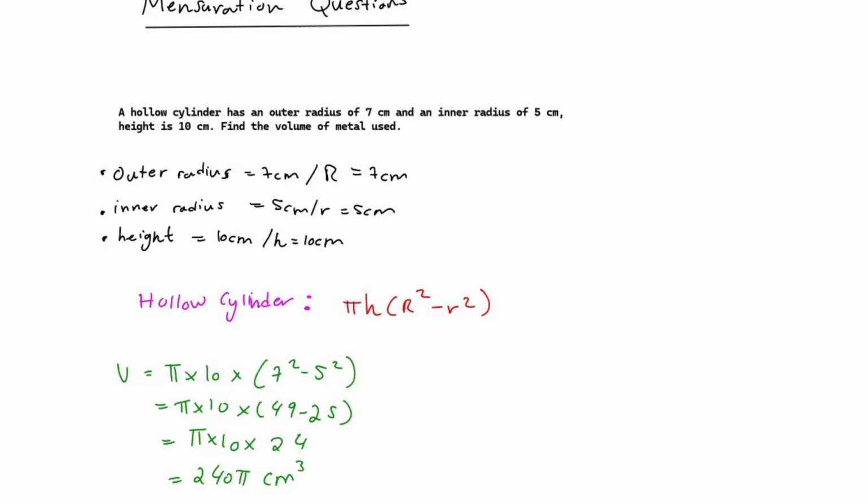I'm going to leave it like this, right? You potentially could simplify if you wanted to. You could plug into a calculator and simplify 240 multiplied by pi, but I'm going to leave it like this because it is most simple to understand. Okay, that is it for the first question.